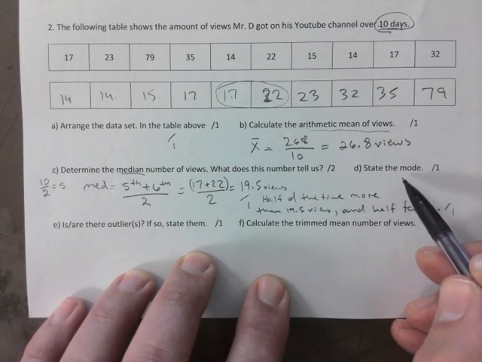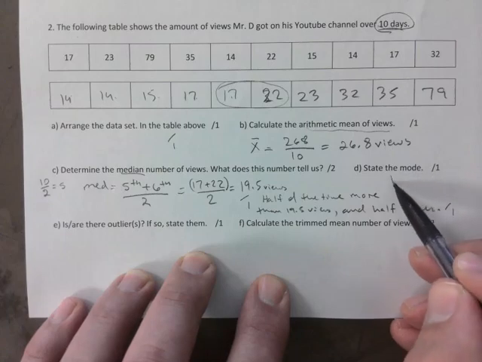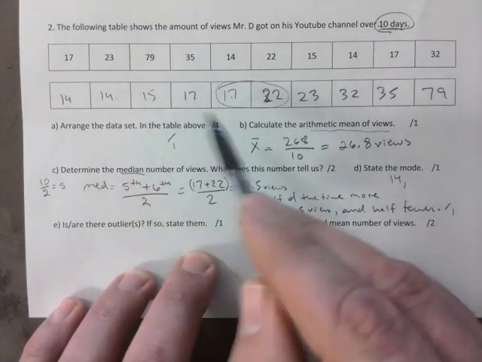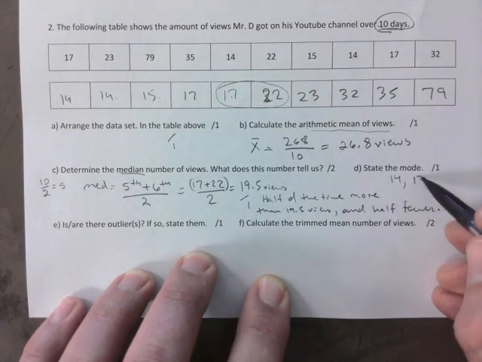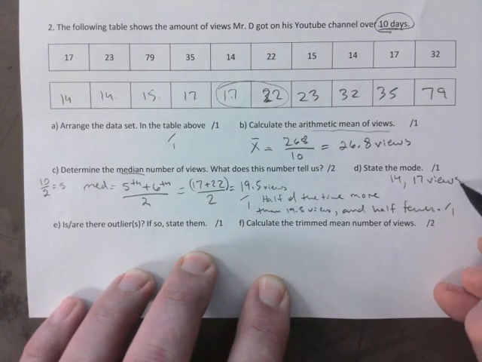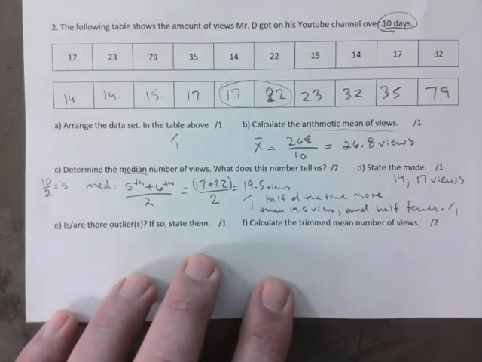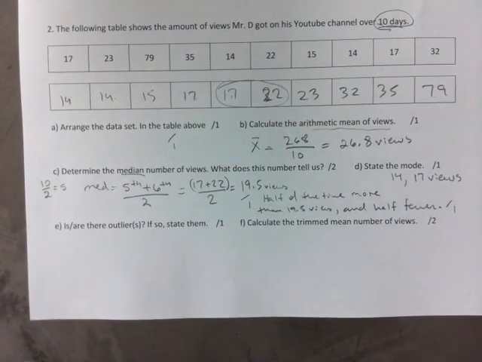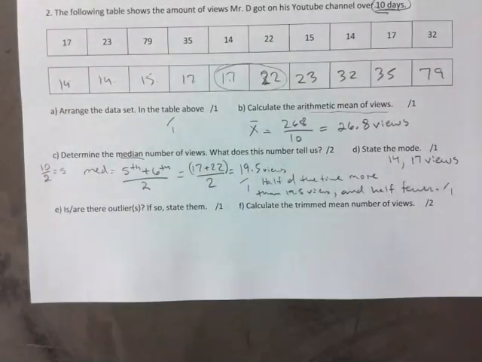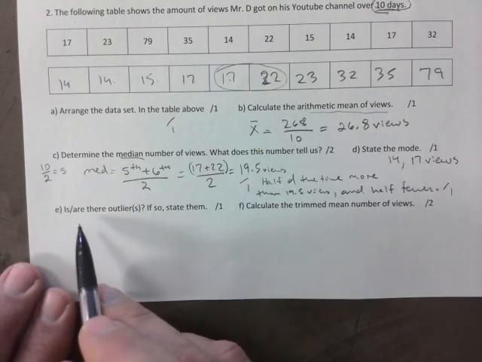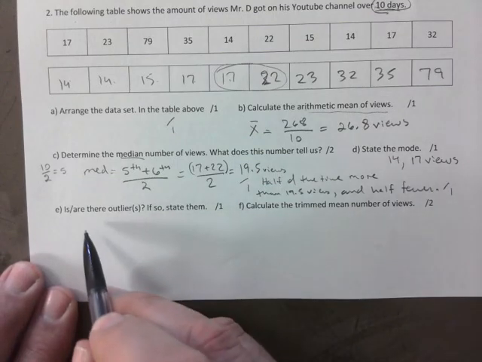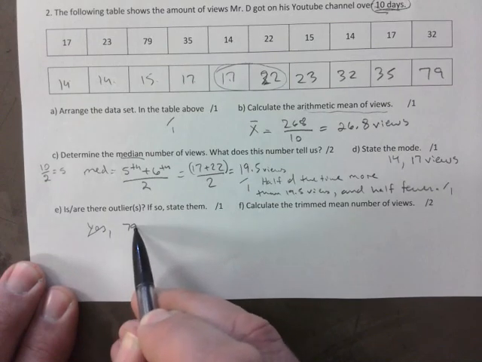State the mode. Is there a mode? It's 14 and 17 views. So always make sure you follow along with some sort of unit. I would say it's all or nothing for the mode. There's no, oh, I got the 14, but I didn't. It has to be 14, comma 17. Is there an outlier? If so, state them. I would say yes, 79 views.